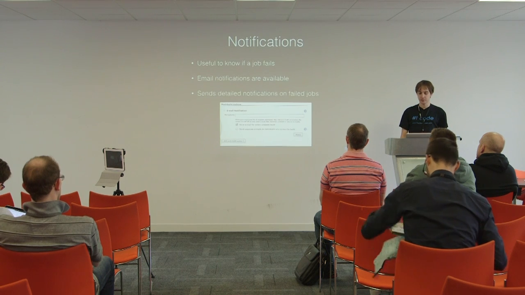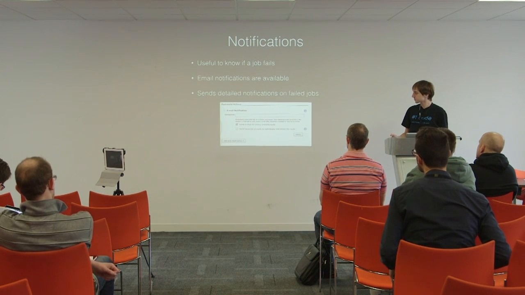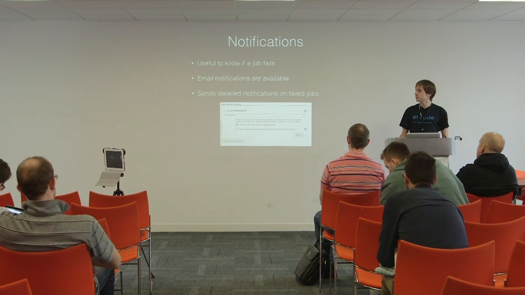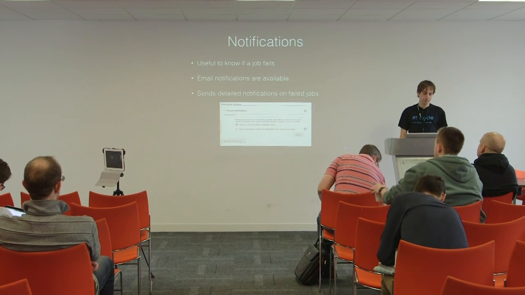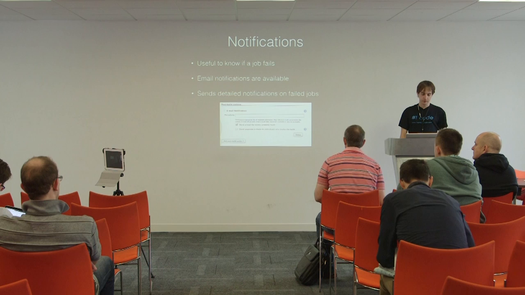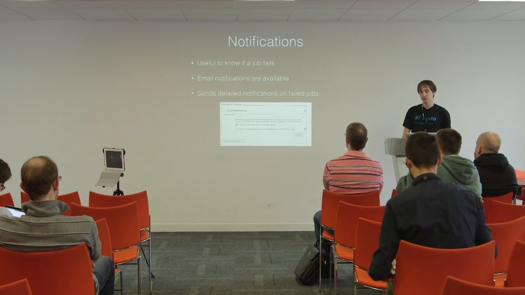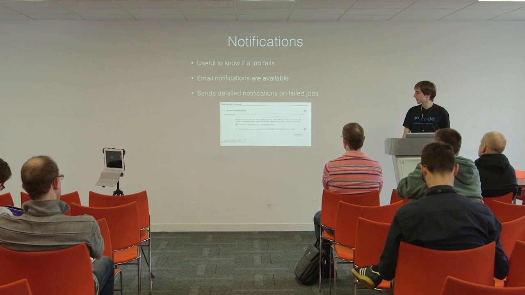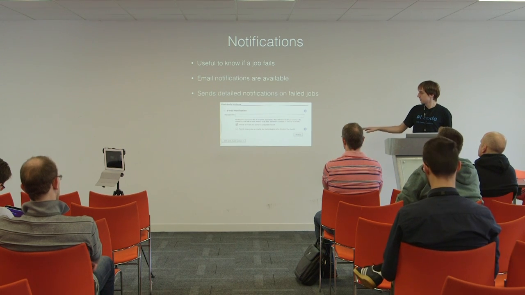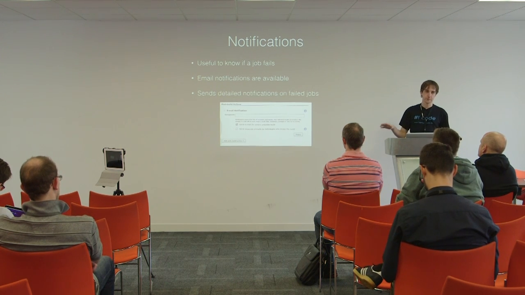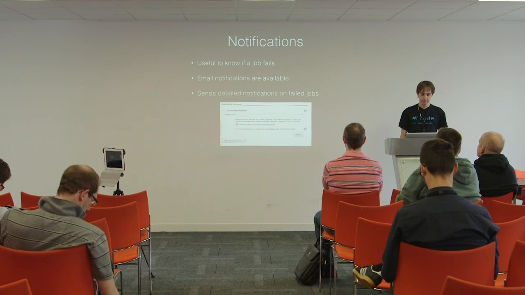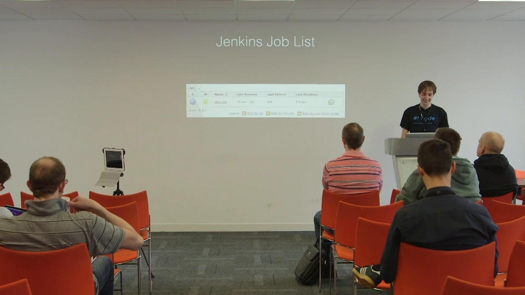It's also a good idea to know if it fails at any point. So you can set up what's called a post-build action, which will let you know if it fails at some point. You can add in email notifications, and there's all sorts of different ways of notifying you there. The send separate emails to individuals who broke the build is about source control. So if you've got source control integration, it'll email the person that's responsible for breaking things, which can be handy.